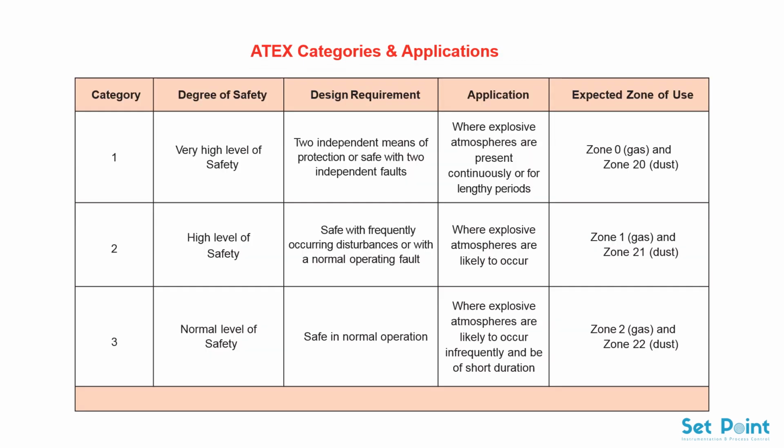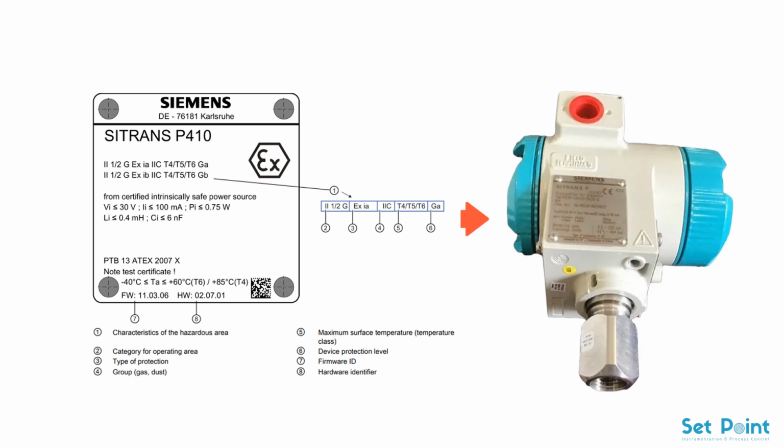Also, this table indicates the ATEX categories and applications as the following. Therefore, we must be careful when choosing sensors and transmitters, especially those that will be installed in a hazardous area. As we can see here, on the left side of the pressure transmitter we have the following rating plate. On the rating plate we can notice that this transmitter has been selected to be installed in a hazardous area. Now let's go into details of hazardous area characteristics and what is the meaning of each symbol.